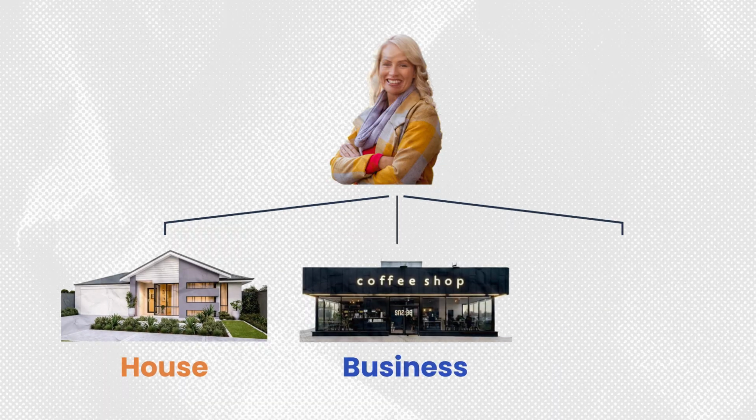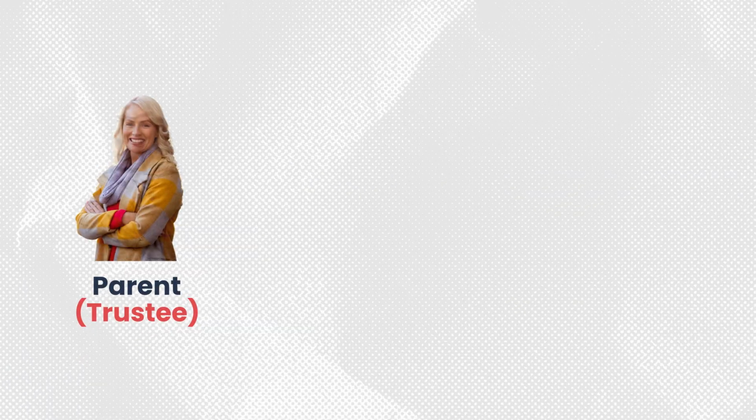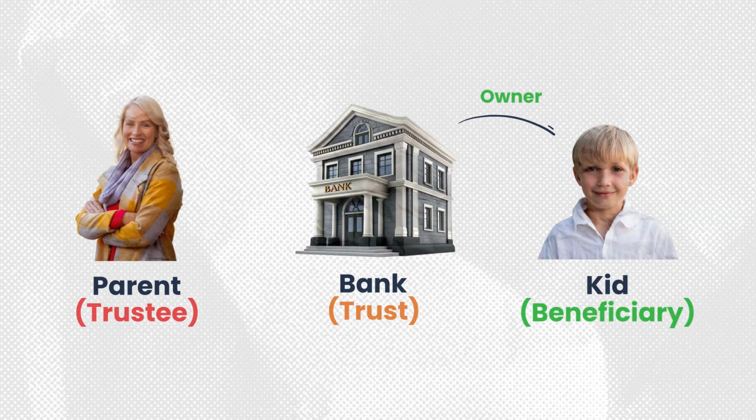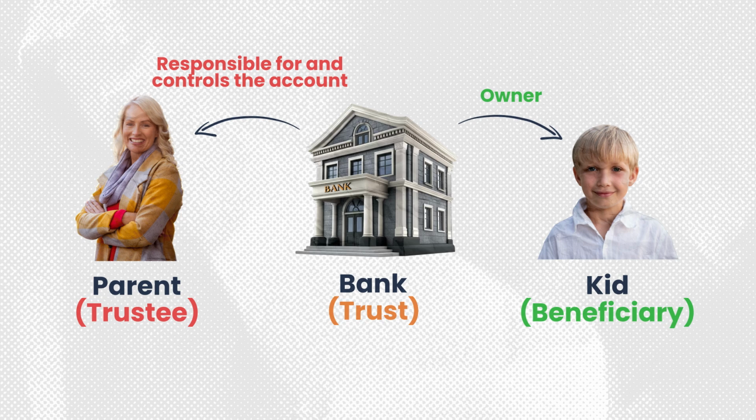When you own something personally, it's simple. Your name is on everything: your house, your business, your investments. A family trust changes this completely. If I were to give the most basic explanation of how it works, I'll compare it to a parent opening a bank account for their kids. That account and the money technically belongs to the kid, but the parent is the person responsible for it and is ultimately in control of the account.